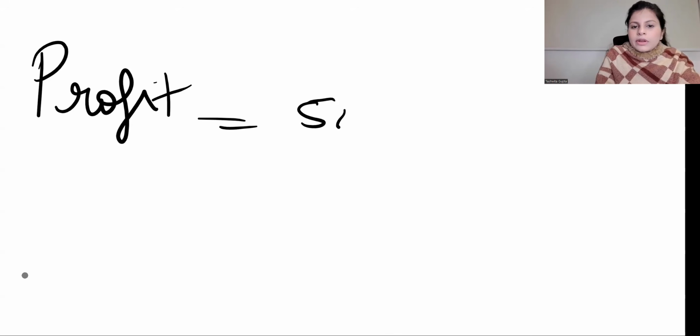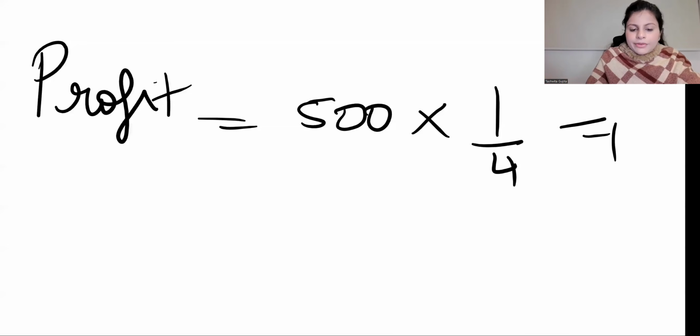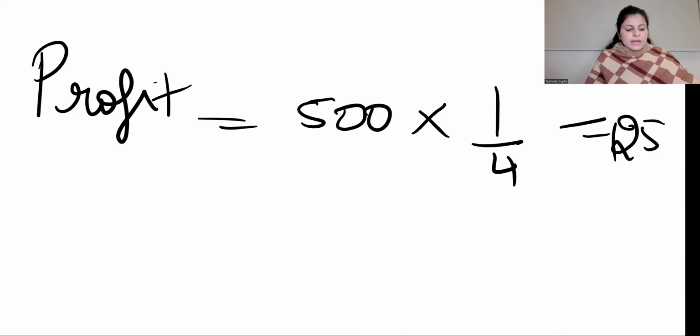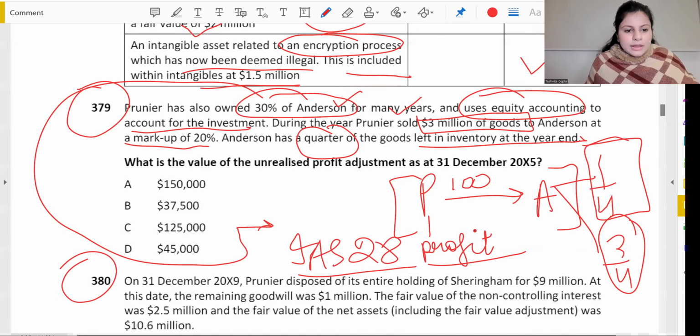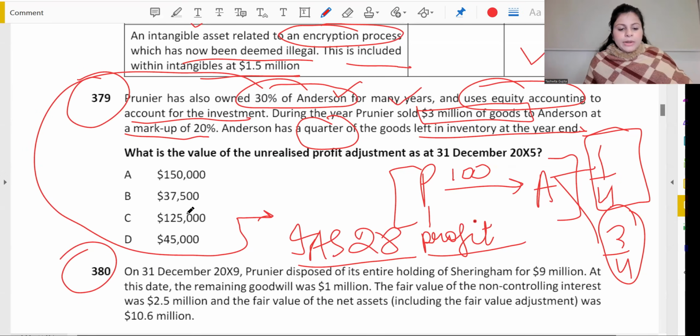Only 1/4. So what's the 1/4 of 500? 125. So seems to be my answer must be what? 125? Or is there anything which is left?